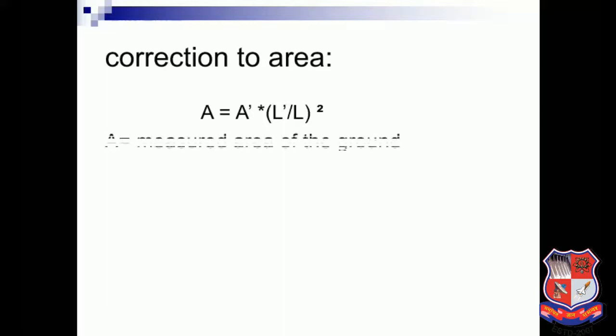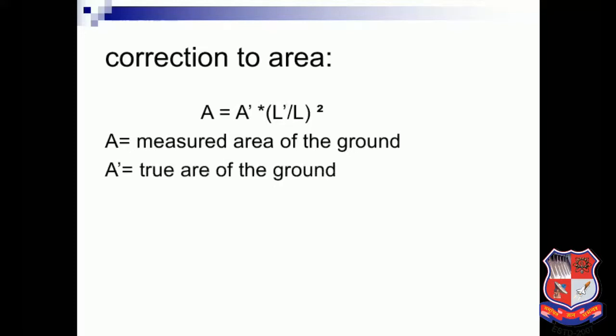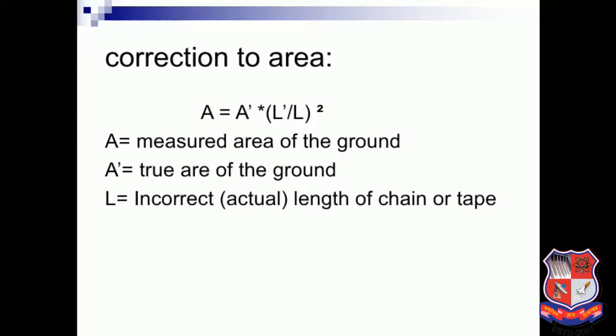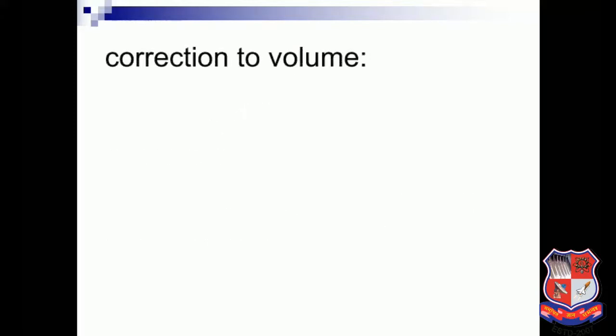So correction to the area: A is equal to A dash into L dash by L, whole raised to square, where A is equal to measured area of the ground, A dash is equal to true area of the ground, L is equal to incorrect or actual length of a chain or a tape, L dash is equal to true length of a chain or a tape.